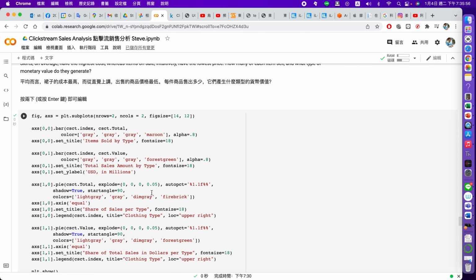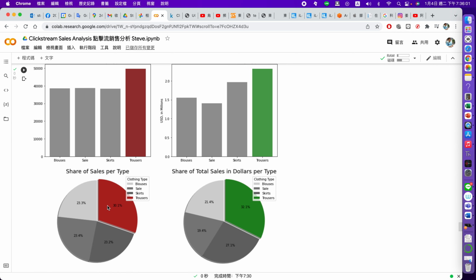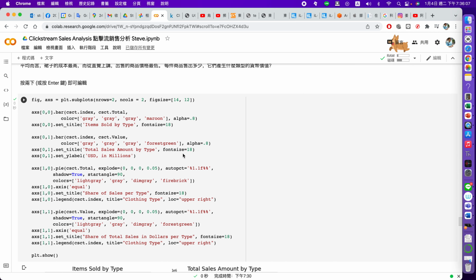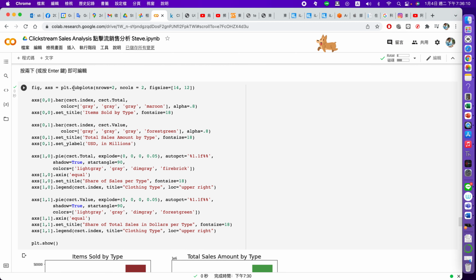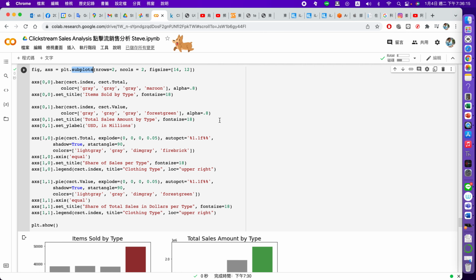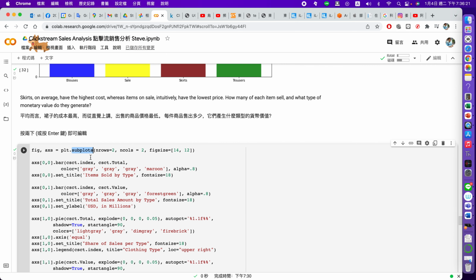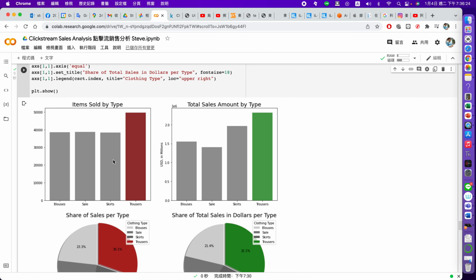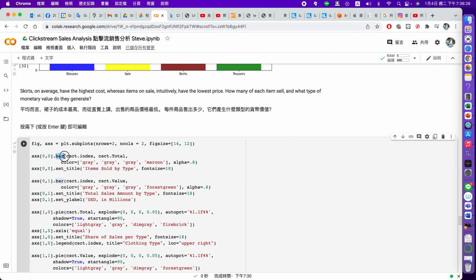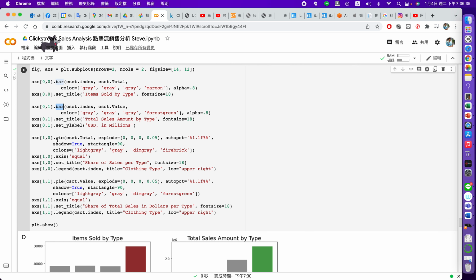Next we are going to draw a bar chart and a pie chart for these 4 types of product. We use a subplot, 2 by 2, so it means 4 diagrams for the subplot. For the first 2 we use the bar diagram, this one. For the last 2 we use pie charts, this one.